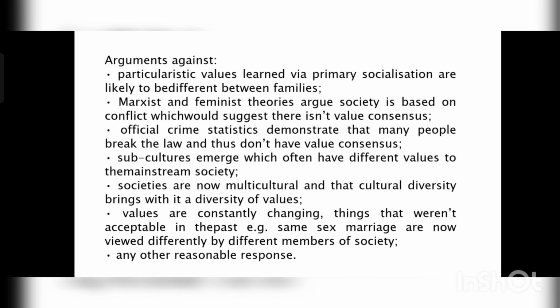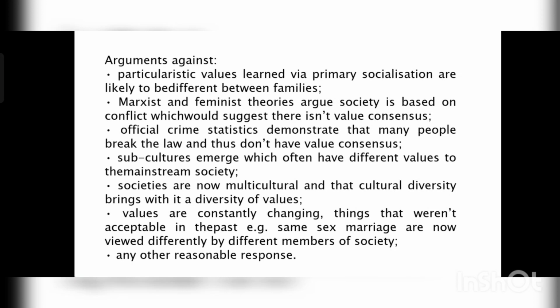Official crime statistics demonstrate that many people break the laws and thus don't have value consensus. If we see the official crime statistics that are being reported, there are many people who still break laws. There might not be strict laws, or there might be carelessness in catching those people that break laws. So through this, value consensus between the societies is not achieved.